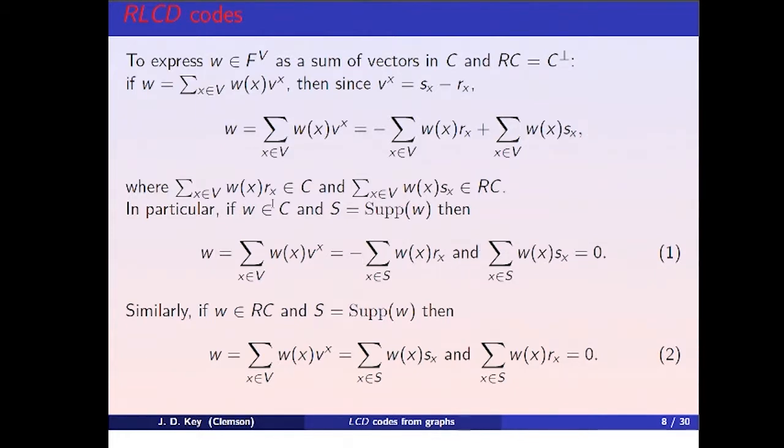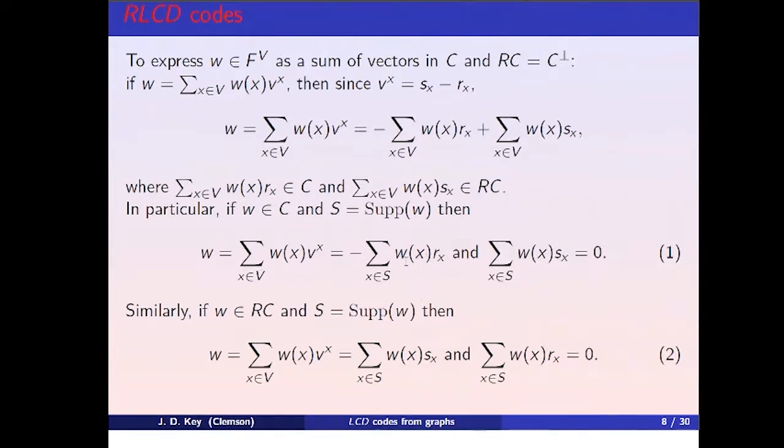If W happens to be in C, then W is just the sum over x in its support of Wx times Sx minus Rx, so it's just that sum. In particular, if it's a binary code, then Wx is just 1. So W is just the word with that support. Well, of course, then that's a plus if it's binary.